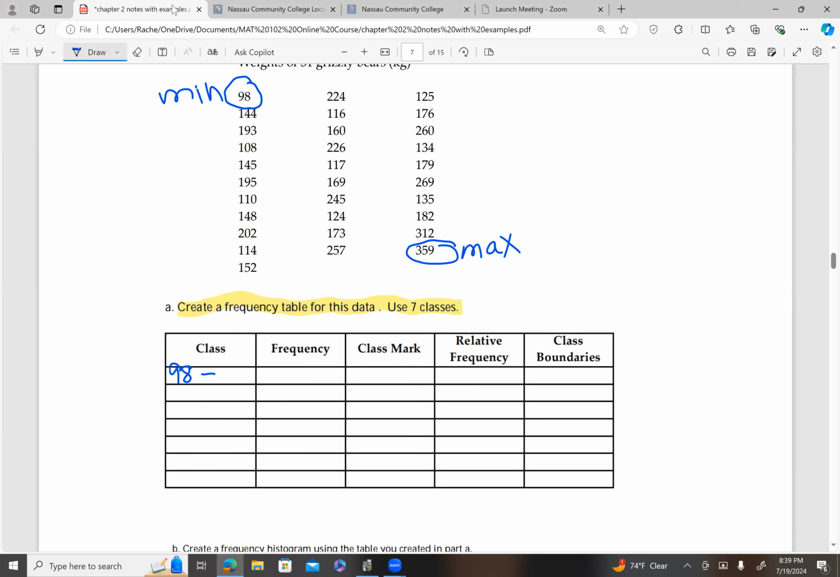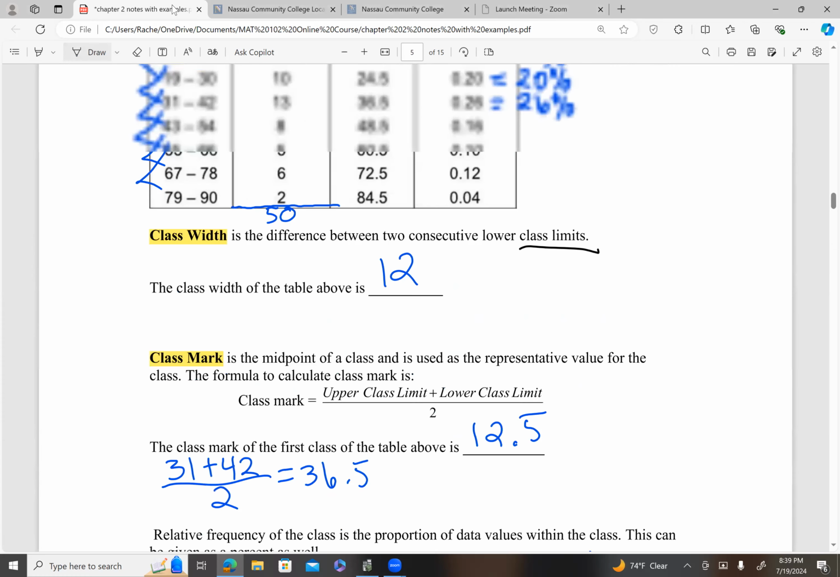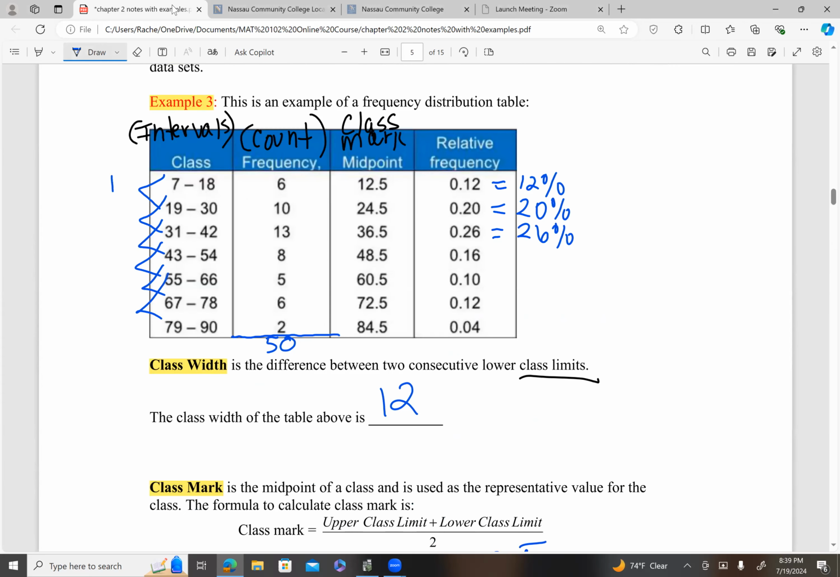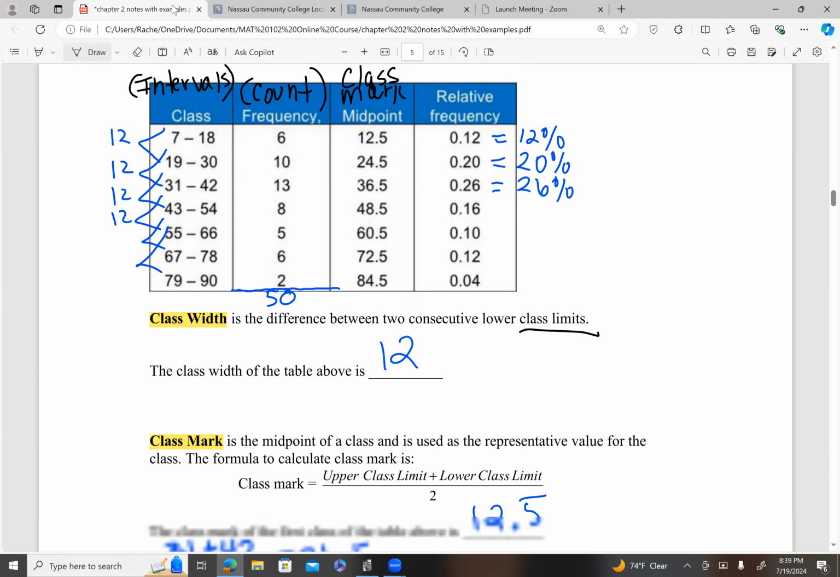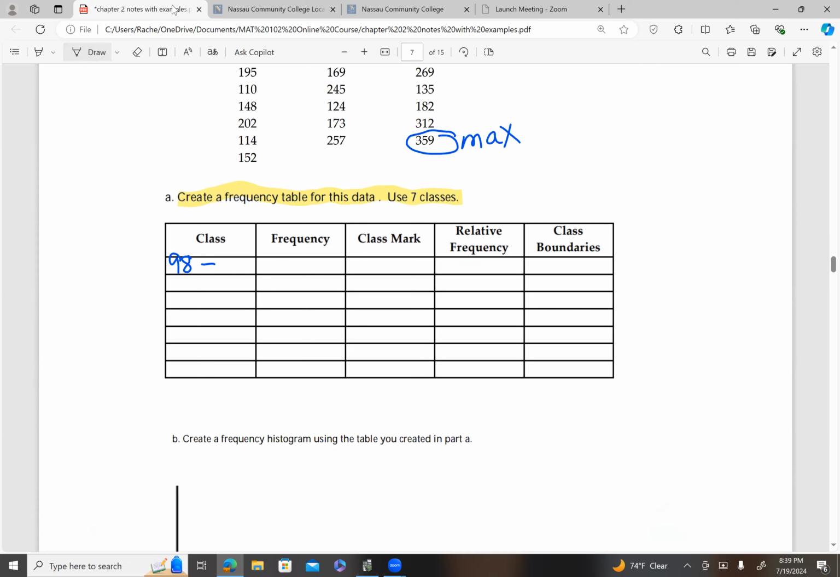Now, remember in the previous example, example 3, when I introduced that frequency table, we had a class width. So let me go back and look at this example. Remember, we determined in this example that the class width was 12, because 12 is the difference between consecutive lower class limits. 7 to 19 is 12, 19 to 31 is 12, and so on and so forth. But now we have to figure out what the width should be in the example that we're looking at, because we want these weight classes to all be the same size. So we want these intervals to be uniform.